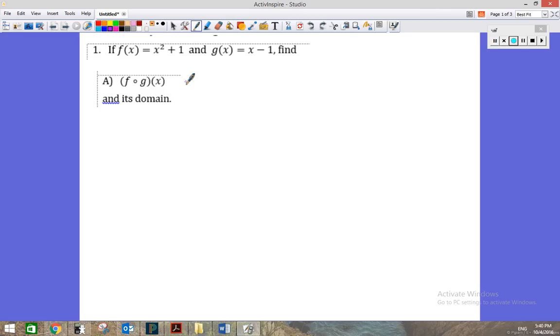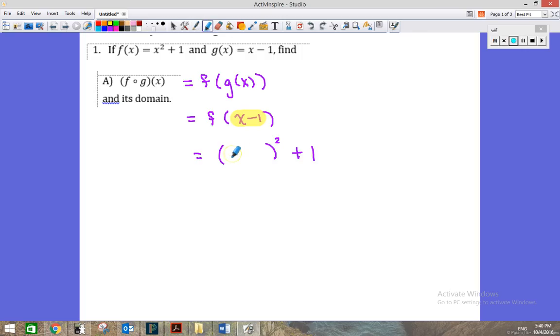So f composed with g takes the function g and plugs it into the function f. The function g is simply x minus 1. Now, what the function f does to its input, it always squares the input and then adds 1. That's what f always does.